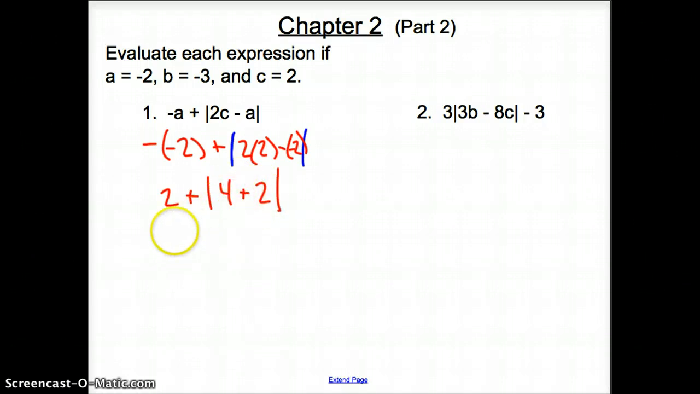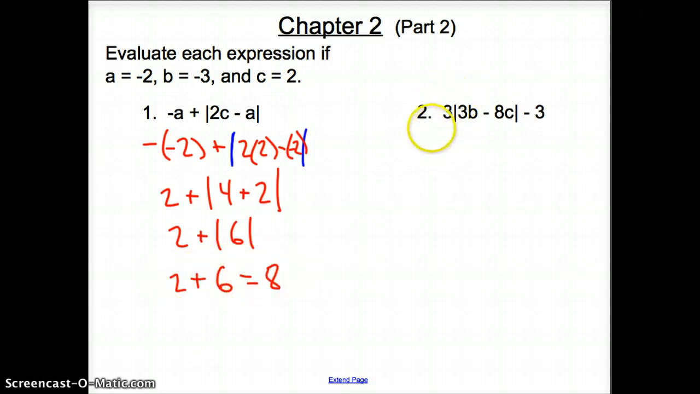Let's simplify what's inside the absolute value. So 2 plus the absolute value of 6. Now the absolute value of a positive number is just positive, so it's 2 plus 6 equals 8 for our final answer. Now let's try 2.